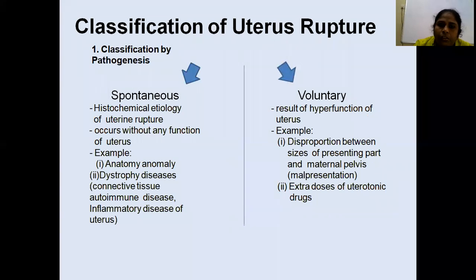Classification of the uterine rupture. I have already told you the etiology. It can be spontaneous or voluntary. Spontaneous ruptures usually occur in case of anatomical abnormalities, connective tissue disorders, autoimmune disorders, inflammatory diseases. Voluntary, that is because of hyperfunctioning of the uterus, like any malpresentations, or excessive doses of oxytocin, which you usually give to augment the labor. If that has been excessively used, that also may lead to hypertonic contractions and rupture of the uterus.